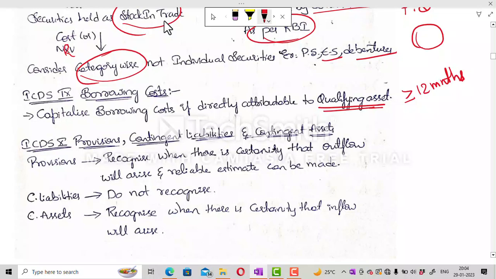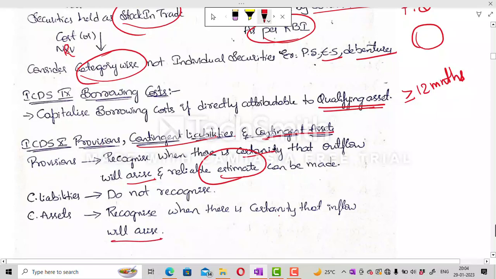How should we recognize provisions? We should recognize only if there is certainty that an outflow will arise and a reliable estimate of that can be made. We should be able to measure the loss we are going to suffer in future. Then only we need to recognize. Contingent liabilities we should not recognize. Contingent asset we should recognize when there is certainty that an inflow will arise, we are sure that we will get that income.